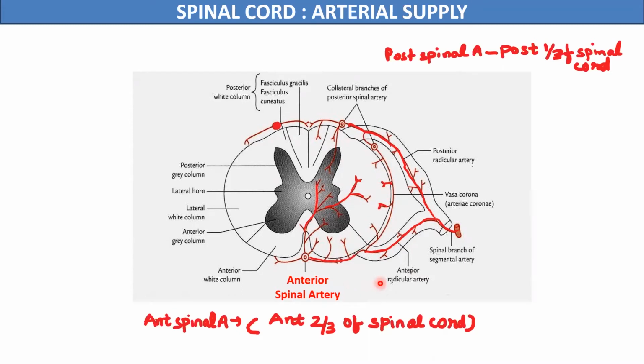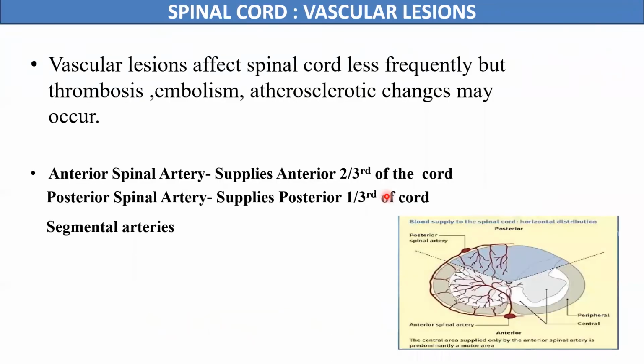So the anterior and posterior spinal arteries form a plexus, the vasa corona, around the whole surface of the spinal cord, and branches from this supply the superficial regions of the spinal cord. Now, the various vascular lesions which may affect the spinal cord can be from thrombosis, embolism, or atherosclerosis. And the anterior spinal artery is more affected as compared to the posterior spinal artery.